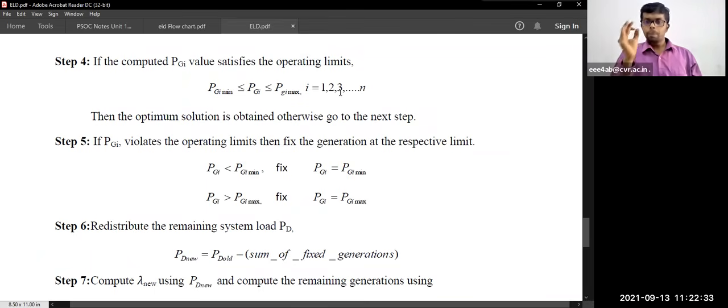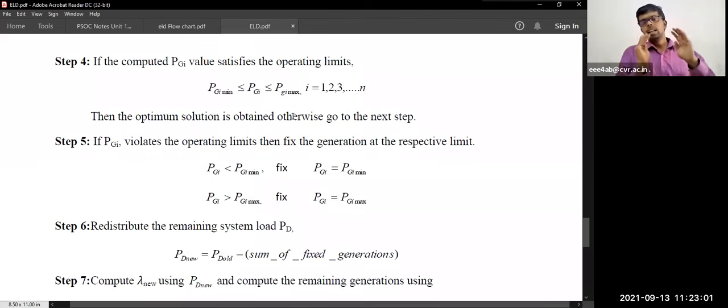Say for example, 3 generating units, or otherwise n, say for example 10, 10 times you need to calculate whether it satisfies the operating limits or not. Then if the optimum solution is obtained, stop the step. Otherwise, stop the procedure, stop the algorithm.